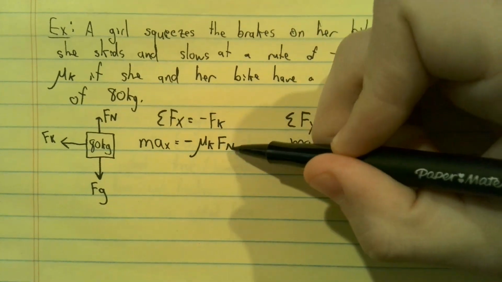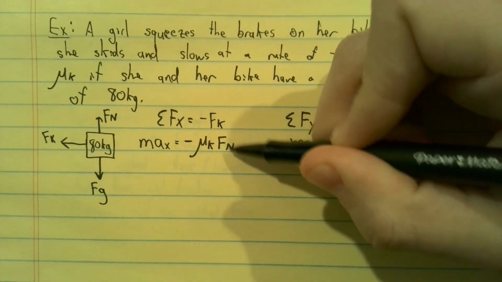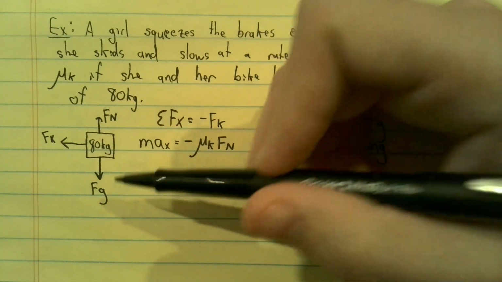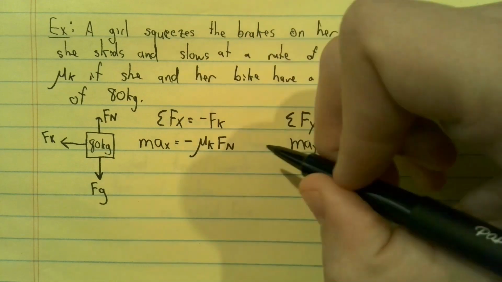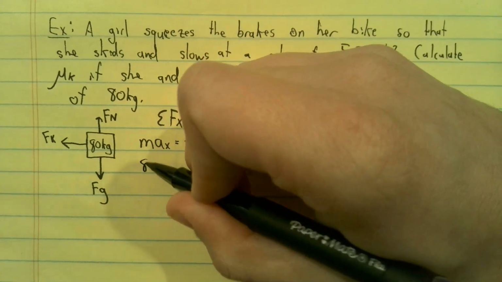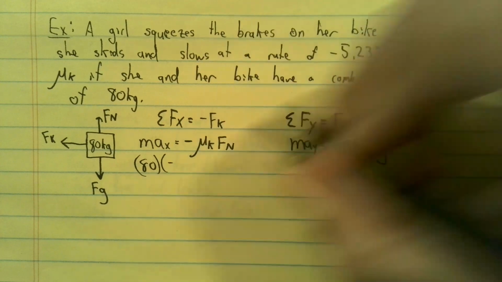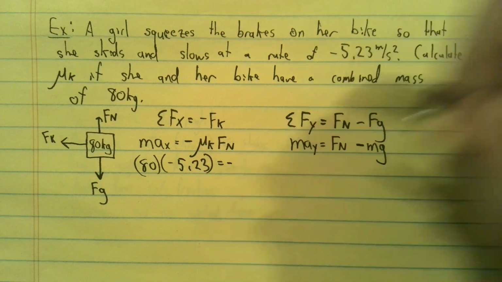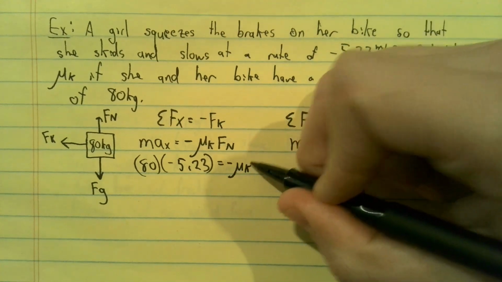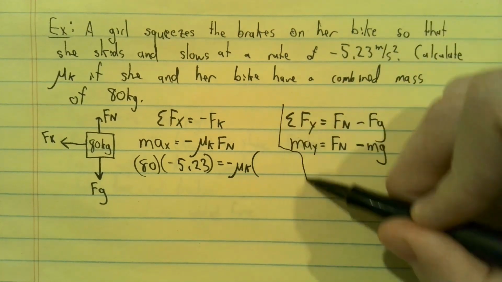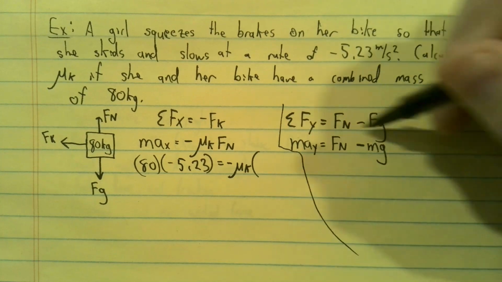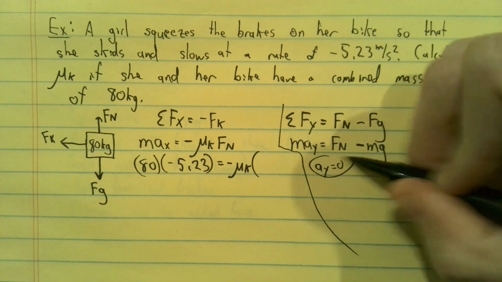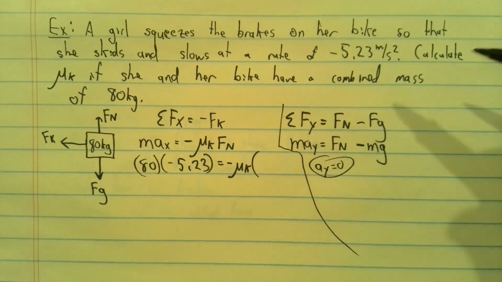So Fn can be mg as long as there's nothing additional pulling up or pulling down, or you're not in an elevator. So let's do it. Here we go. 80, AX is negative 5.23 equals negative mu k. You can go through this equation and solve for Fn if you want. You just have to remember that AY is 0 since she's not vertically accelerating.